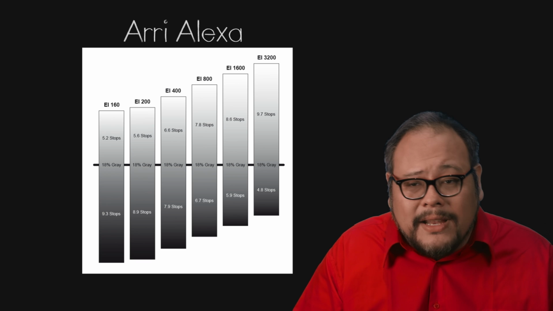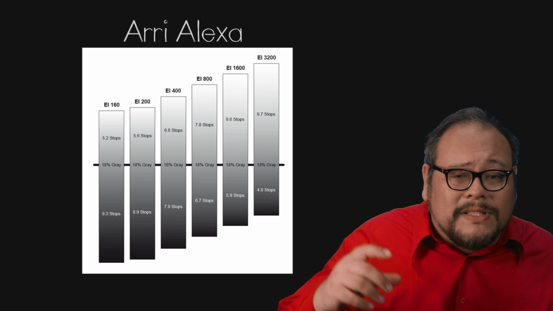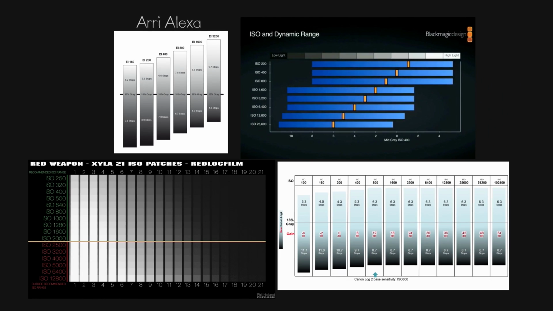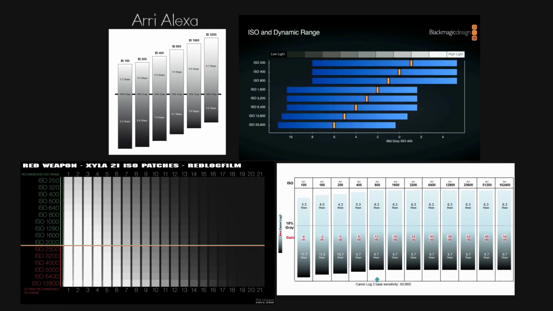The Arri Alexa also demonstrates this kind of behavior. The difference being that when you go up to ISO 1600, it actually puts more of the stops above middle gray. I found similar charts for Red. I'm sure other cameras also behave this way when shooting in some flavor of log. So what does this all mean to the cinematographer?